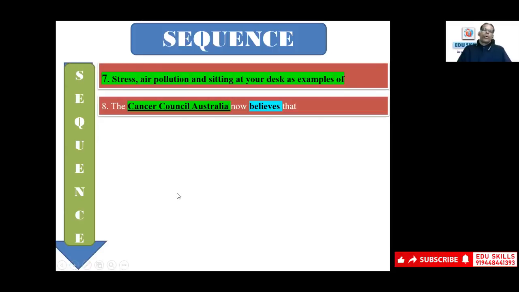As you know, it's always progressive. You need not go to the previous paragraph for searching, but it goes progressively. Maybe there are two questions from the same paragraph, but you will not go to the previous paragraph. So that's what I said. The clue or signpost for you is Cancer Council of Australia. Immediately you have to go to the Cancer Council of Australia name in the passage, and now believes, the opinion of Cancer Council of Australia.